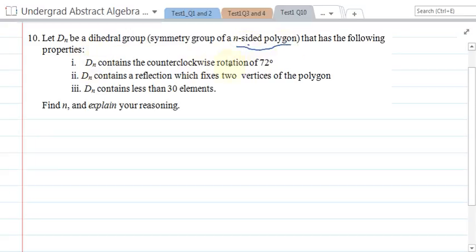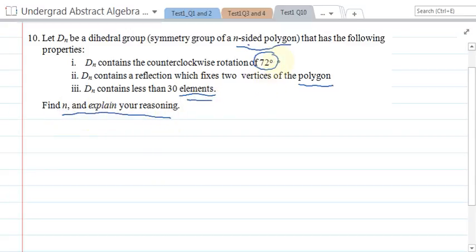First, Dn contains counterclockwise rotations of 72 degrees. Okay, so something special about 72 degrees. Second, Dn contains a reflection which fixes two vertices of the polygon. And then number 3, Dn contains less than 30 elements. Okay, and it says find n and explain your reasoning.